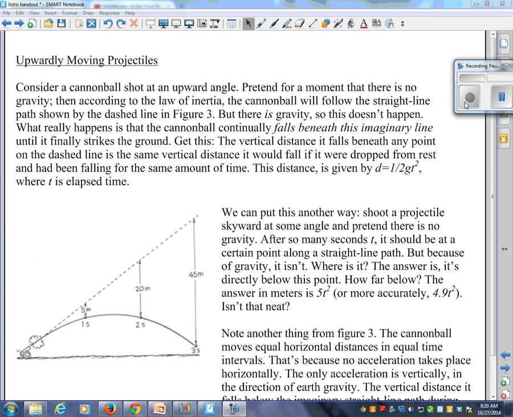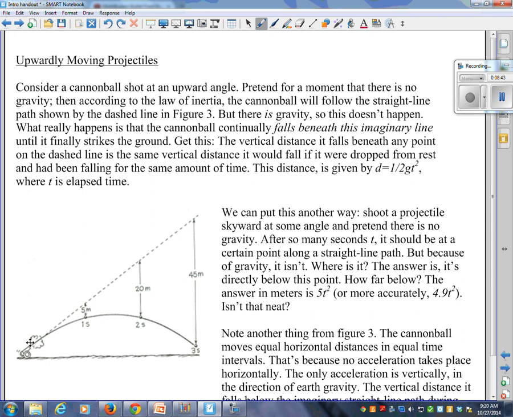Upwardly moving projectiles. Consider a cannonball shot at an upward angle. Pretend for a moment that there is no gravity. Then, according to the law of inertia, the cannonball will follow the straight-line path shown by the dashed line in figure 3. So, if there was no gravity, we would simply do that, right, in a straight line. But there is gravity, so this doesn't happen. What really happens is that the cannonball continually falls beneath this imaginary line until it strikes the ground.